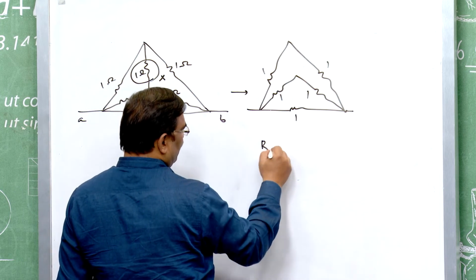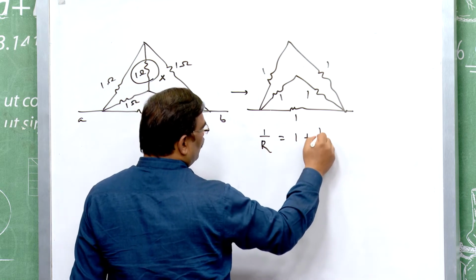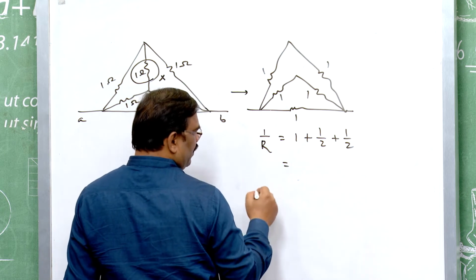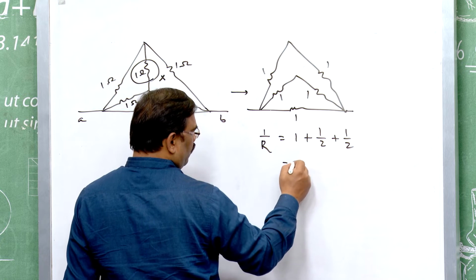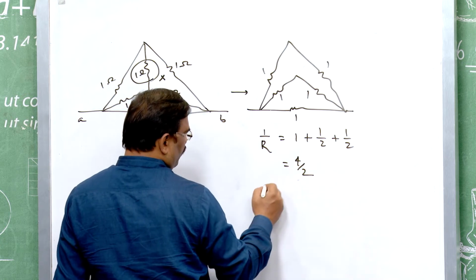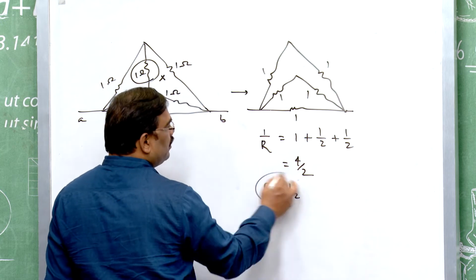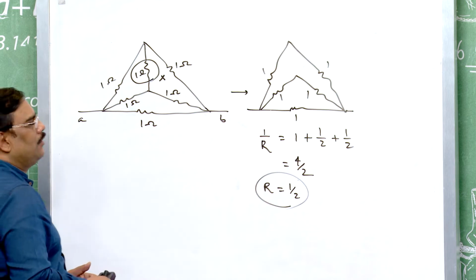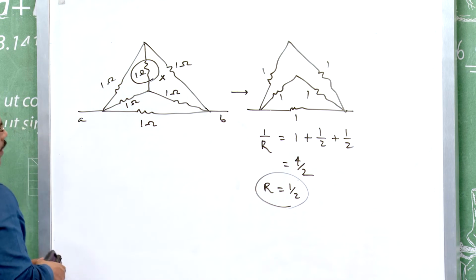So, effective resistance R will be: 1 by R equals 1 plus 1 by 2 plus 1 by 2. So, this is 2 plus 2, 4, 4 by 2. So, R equals half. So, this is the effective resistance of this network.